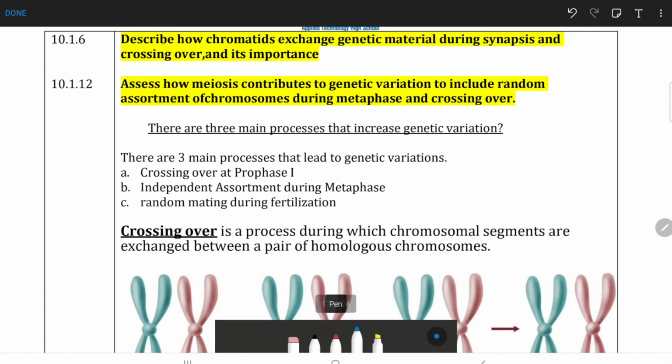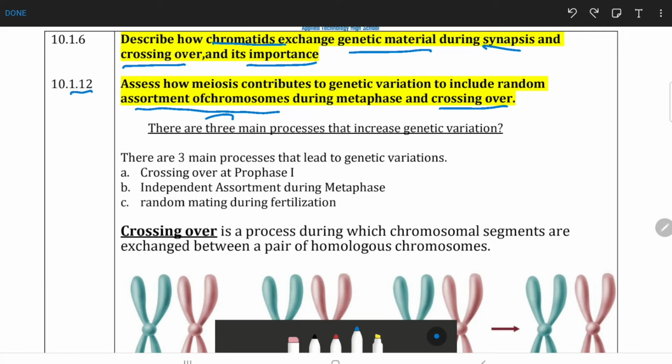Next one, describe how chromatids exchange their genetic material during synapsis and crossing over. What is their importance? And then there was another KPI, which is 10.1.12, that is almost the same. We need to talk about when the crossing over takes place and when independent assortment takes place.